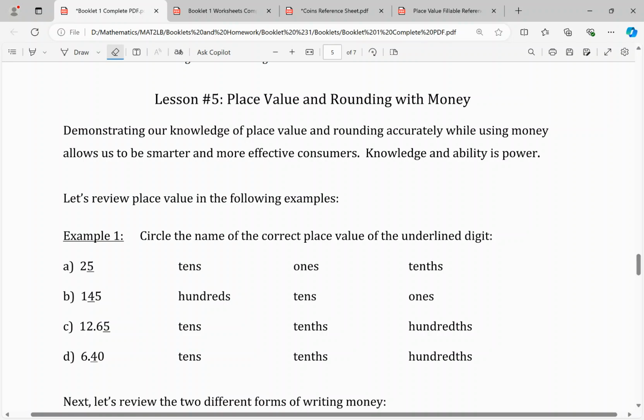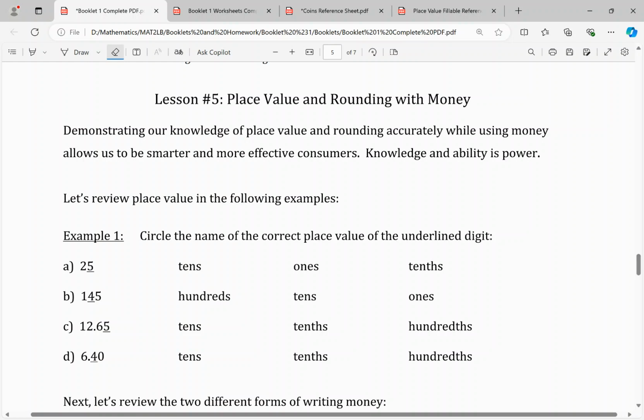This one is called Place Value and Rounding with Money. Now, this lesson is a good review of some of the earlier concepts in the unit. There is not too much new information that I will be going over, but it is still a valuable lesson.